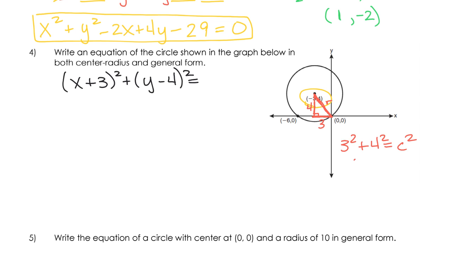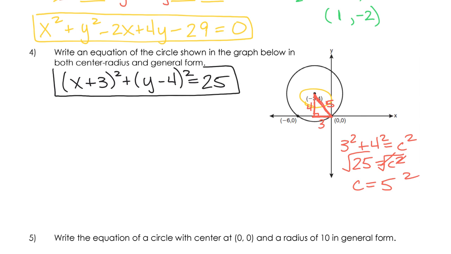9 plus 16 is 25. And what's nice about this one is that 25 is a perfect square. And so our hypotenuse comes out to be 5, which is really our radius. But remember that we have to square that to put that into our circle equation. And so this ends up being 25. And there is my center radius form.